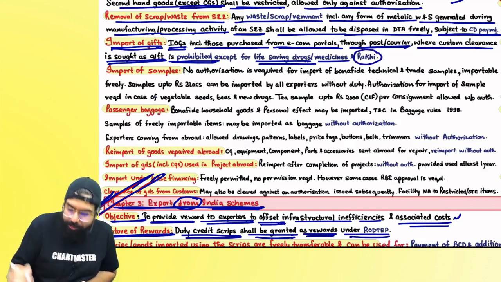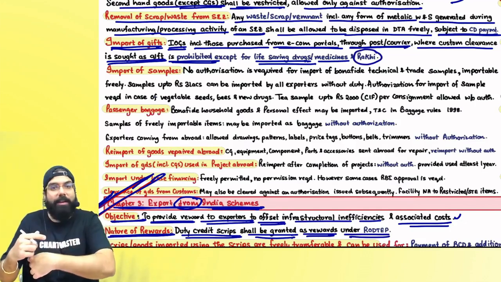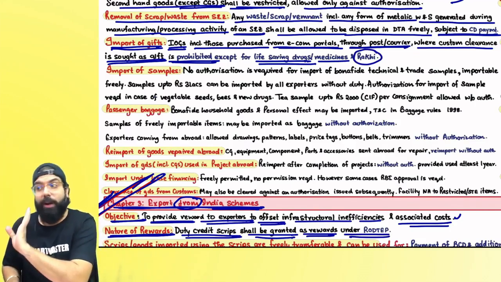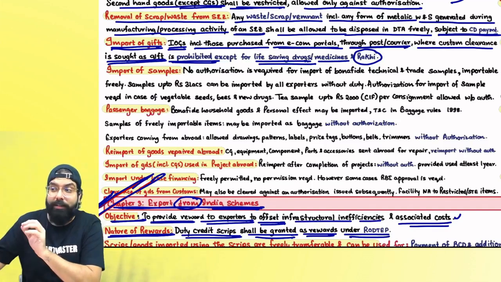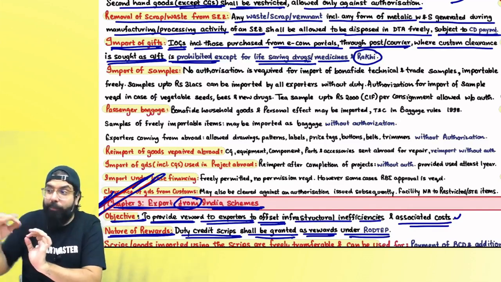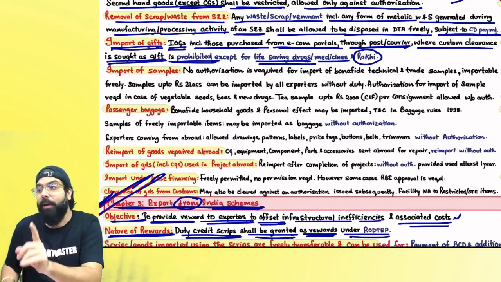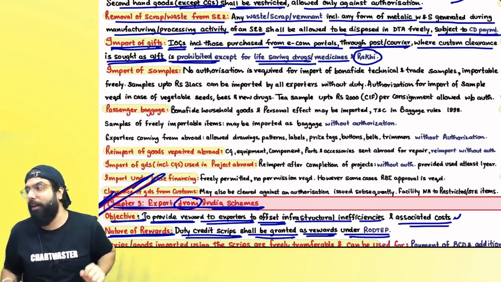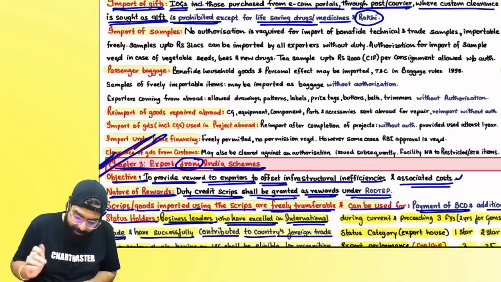And Rakhi? Brother, sister. But they are telling you, don't talk about gift for Rakhi. Your brother or sister sending you a Rakhi is okay, but a gift for Rakhi is not allowed. You have to clear it only on payment of duty. You can't clear it as a gift. Are we clear, everyone? Next.